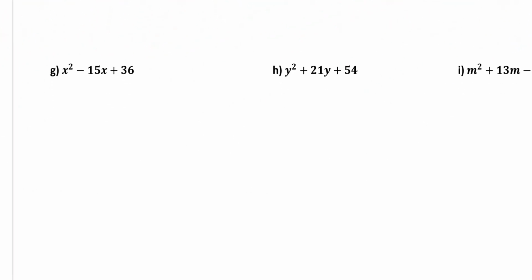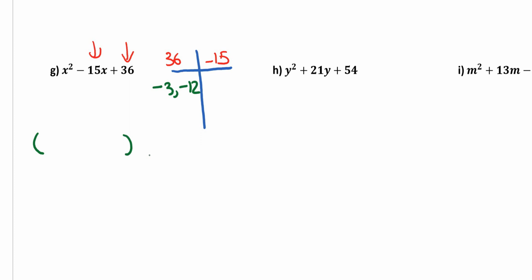Okay, so let's keep on going here. Another table question here. This time the numbers are 36 and negative 15. All right, so two numbers that multiply to 36 and add to negative 15 are negative 3 and negative 12. So negative 3 times negative 12 would give you the positive 36, and negative 3 minus 12 would give you the negative 15. All right, so x's to start off, and then we just insert the numbers there, negative 3 and negative 12.